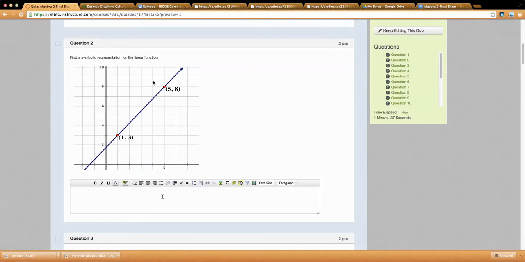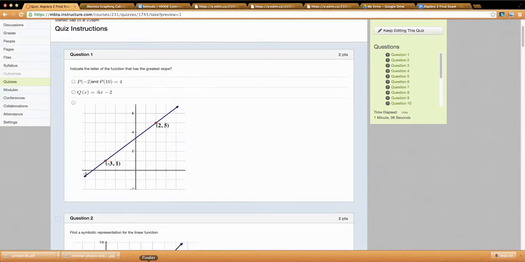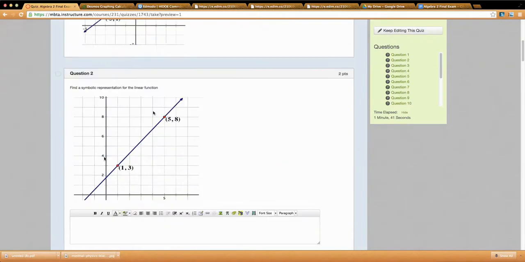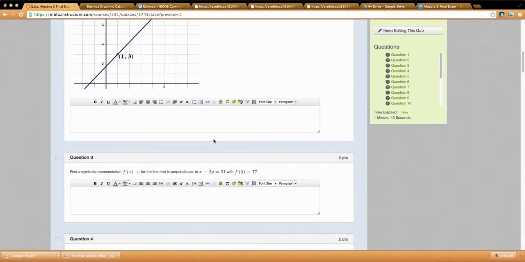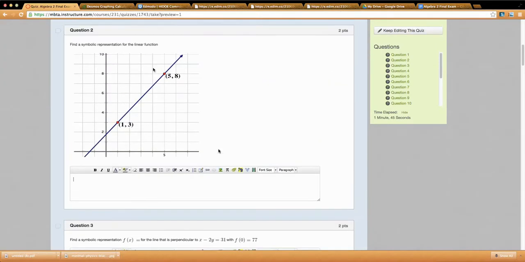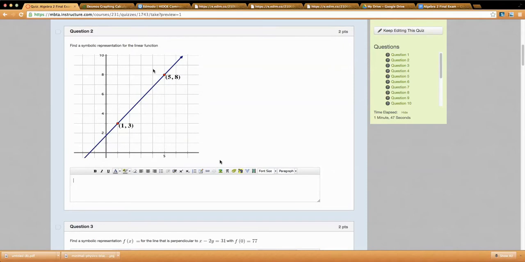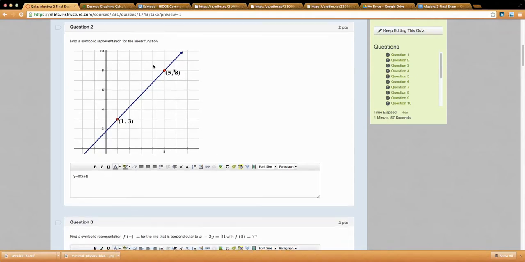All right, for question number 2, find the symbolic representation of the linear function. By the way, I'm not even going to choose them, I'm just going to tell you what to do. That's a multiple choice one. Number 2 is find the symbolic representation. So what I'm looking for is y equals mx plus b, but of course you fill in the m and the b and all of that, because it's a linear function.